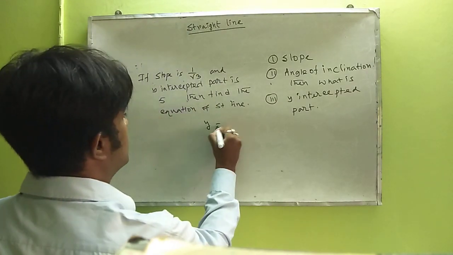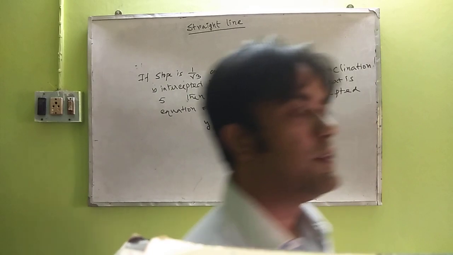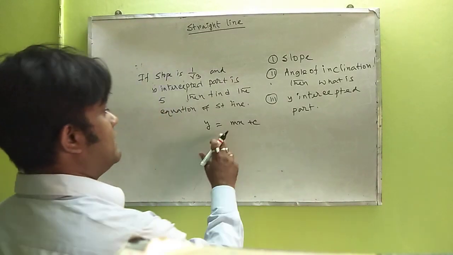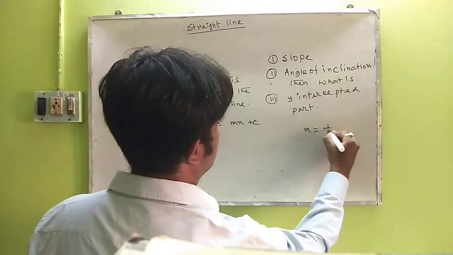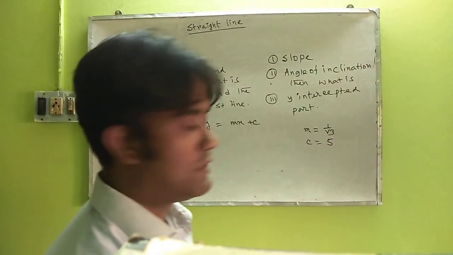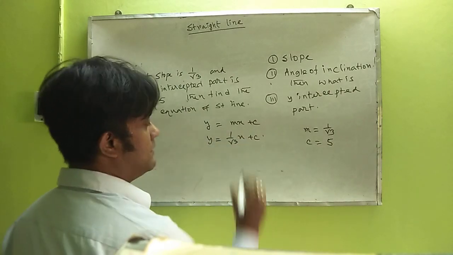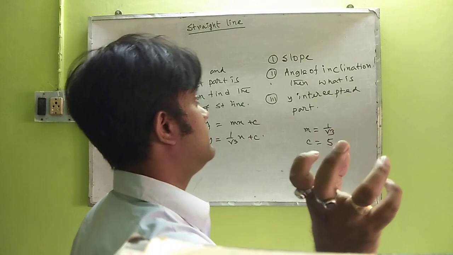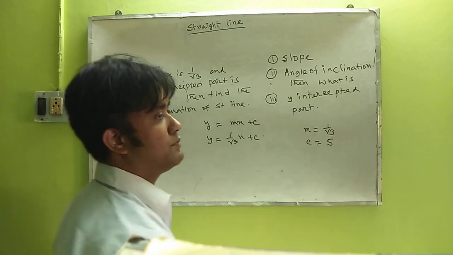So we know that the equation of straight line is y is equal to mx plus c. In previous class we discussed that formula and how it came. So now apply the given condition. Here condition is m is equal to 1 by root 3 and c is equal to 5. So what will be the equation of straight line? It will be y is equal to 1 by root 3 x plus c. So what is important from the first two concepts? You have to know about slope, about angle of inclination and about y-intercepted part.